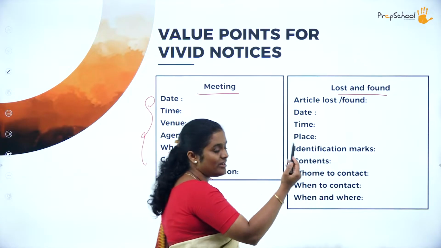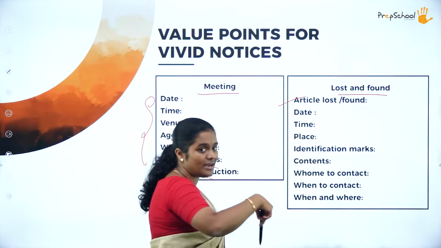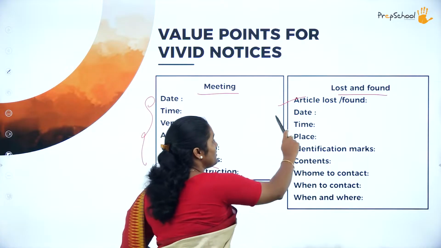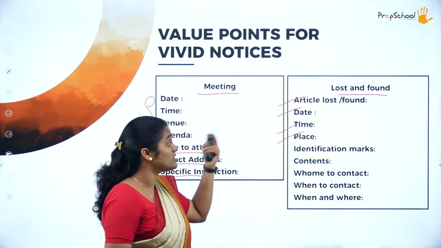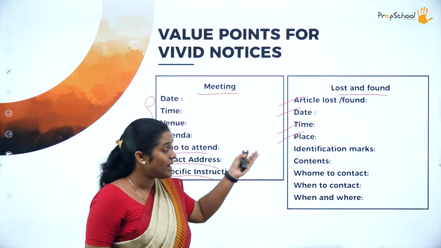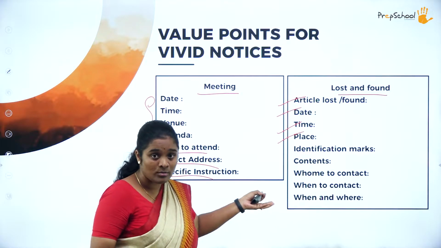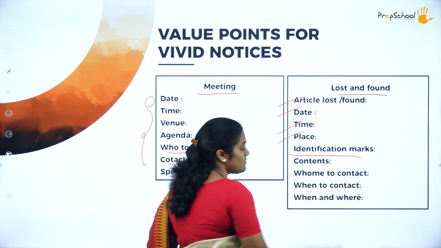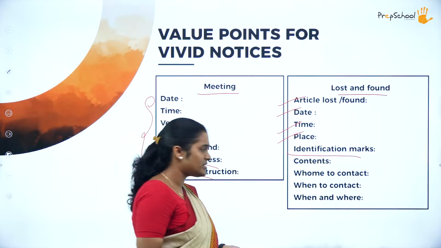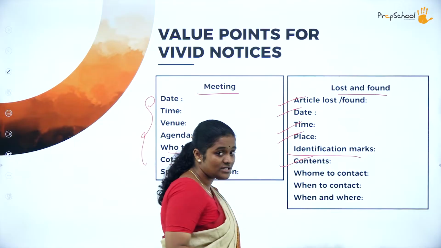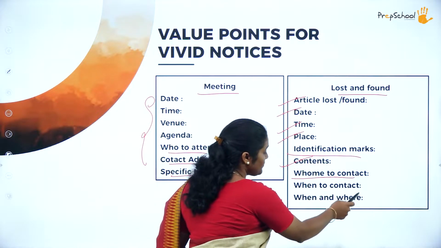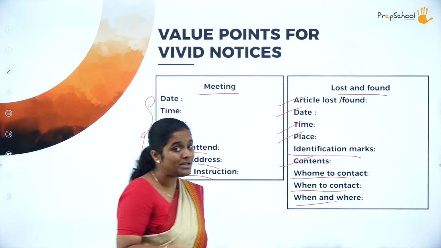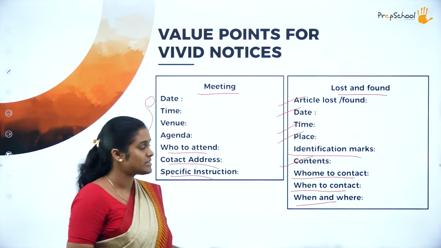And a lost and found notice will include what the article is that has been lost, the date, time or place where it was found, and identification. Or if it has been lost, when was it lost? What was the date, time, and place where you lost, for example, your mobile phone? And what are the identification marks? What kind of mobile is it? How does it look? And any other details you can give. If you've lost a puppy, how does it look? Whom to contact, when to contact, and where and when to meet. So a lost and found notice will include all those things.